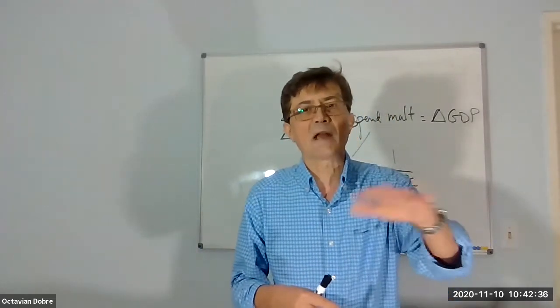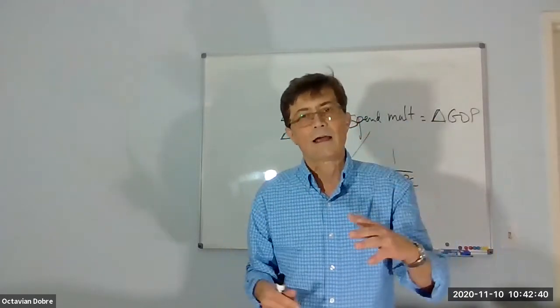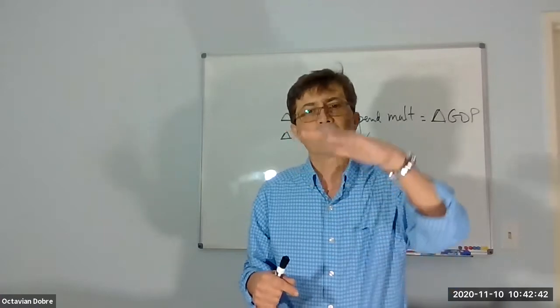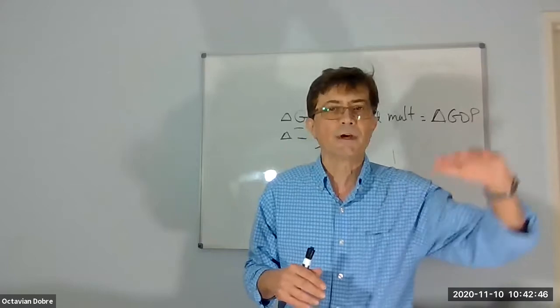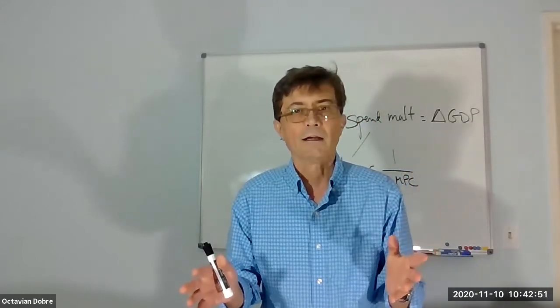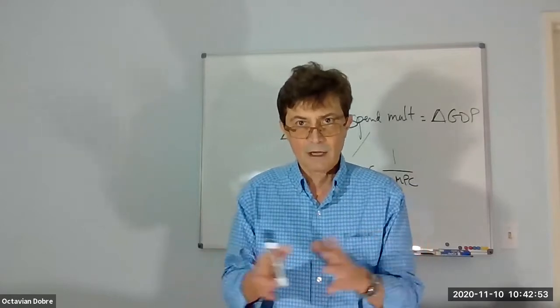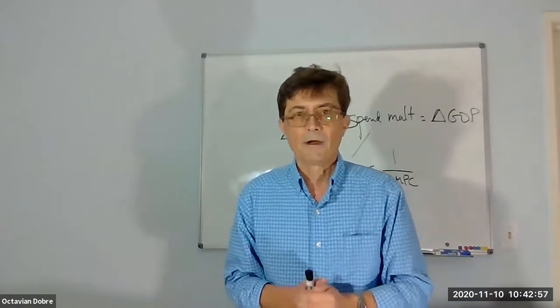Automatic stabilizers. What are those automatic stabilizers? Well, they stabilize the economy. They make the ups and downs not quite as prevalent. So they attenuate the ups and downs. They make the economy smoother. And they do not require the action of Congress. Nobody has to intervene. They take place automatically.